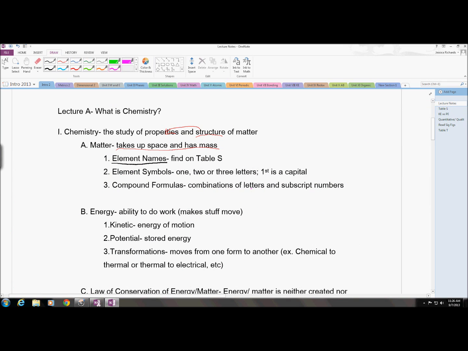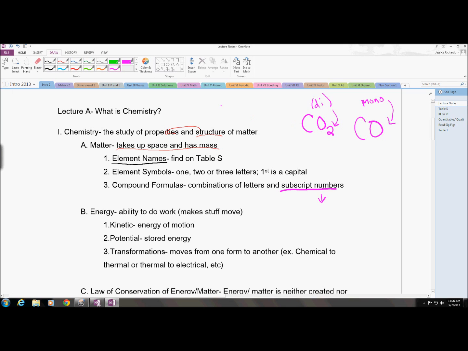We're going to put them into combinations with subscripts. Subscripts are going to be small numbers below the line, and you've done this before. So CO2, carbon dioxide, or CO, carbon monoxide. Di meaning 2, see the 2 down here? Mono meaning 1, see the 1 down here?